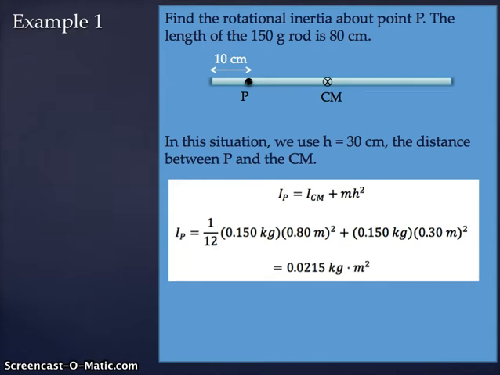And so we have a slightly greater rotational inertia than we would have if it were rotating about its center of mass, because more of the mass now is further away from the pivot. So the inertia is greater. It's harder for this object to rotate.